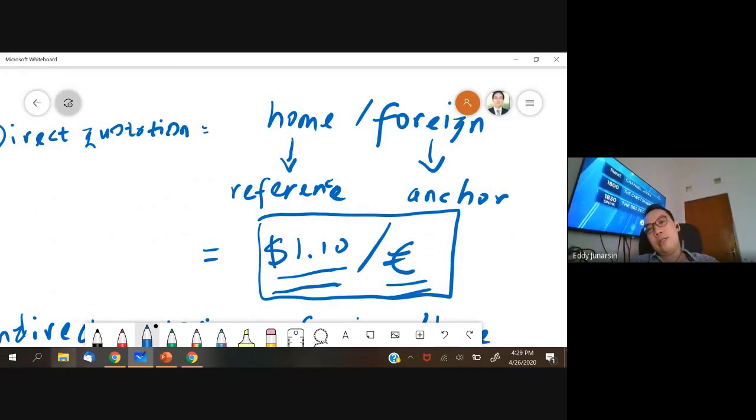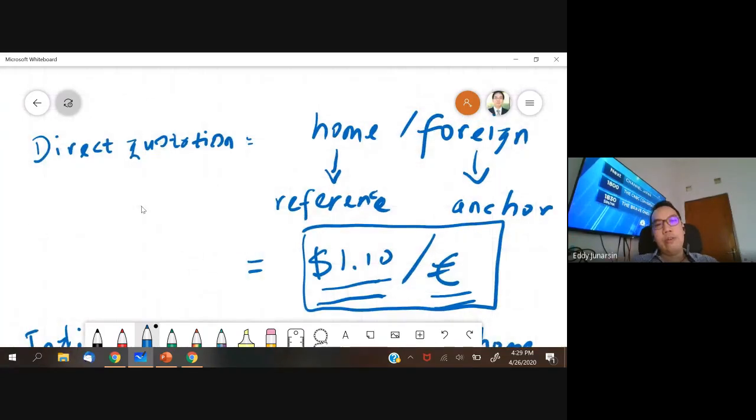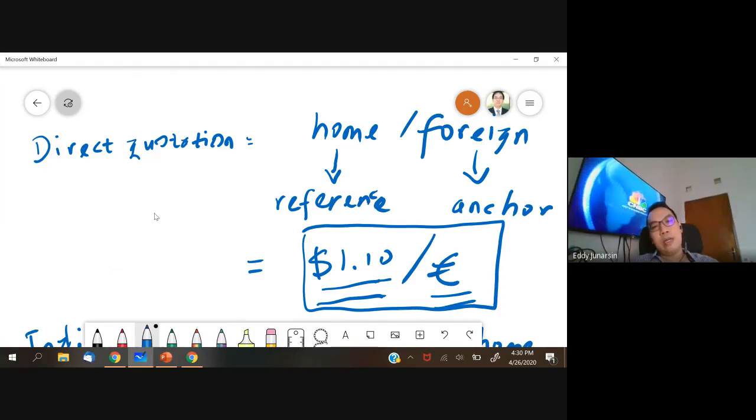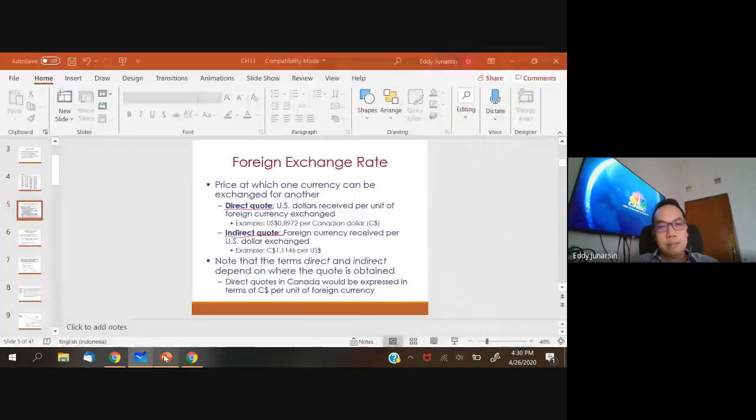And that's usually the norm in multinational finance or in currency quotation. The direct quotation is more common, except for certain currencies that have high values. Usually, they will be mentioned or quoted as indirect quotation. Okay.